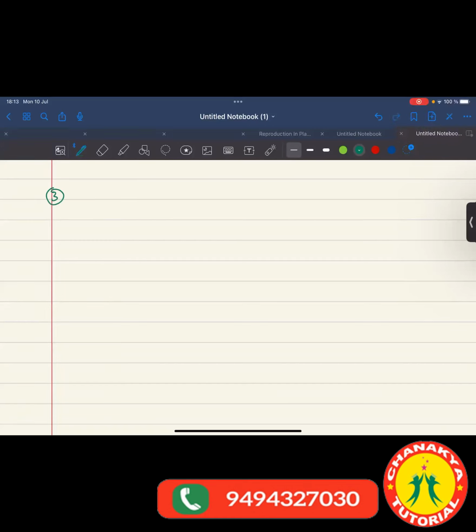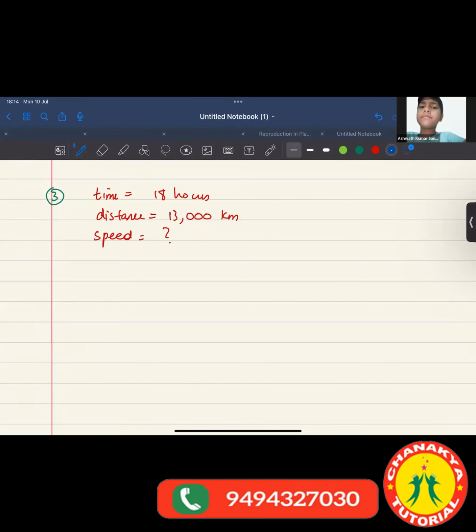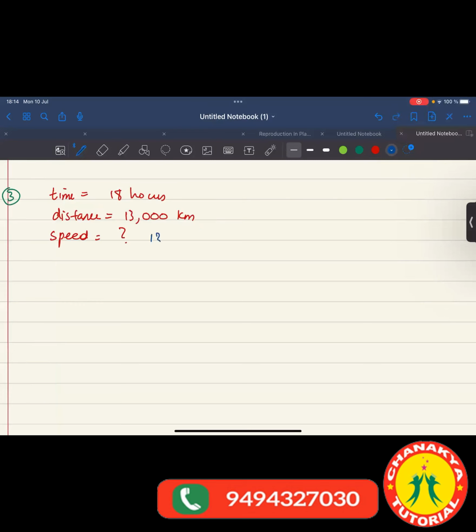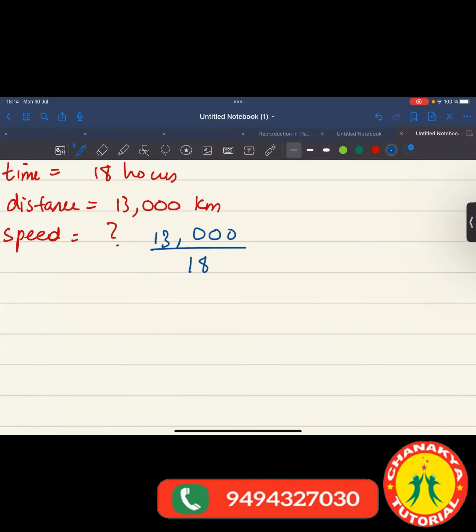Okay. So Sam takes 18 hours. So let's note down what information is given. So it takes 18 hours. So time is going to be 18 hours over here. To reach America, covering a distance of 13,000 kilometers. I've asked what the speed of the flight is. What is the formula for speed? Distance divided by time. So it will be 13,000 divided by 18. Is this correct? Yes, ma'am.